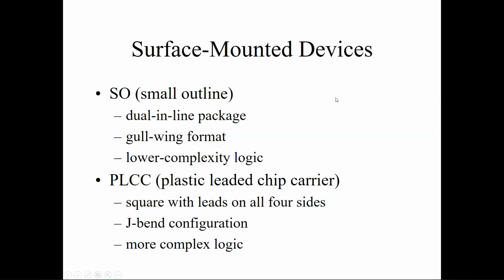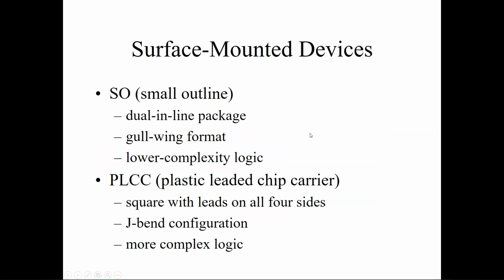So if we look at this guy right here, this is the dual inline package. In other words, he just has legs going down the two sides of him. Like this guy right here, he's just got the legs that go down two sides. Those are dual inline packages, versus the plastic leaded chip carrier, which is this guy right here, which has legs on all four sides. Can you all see that?